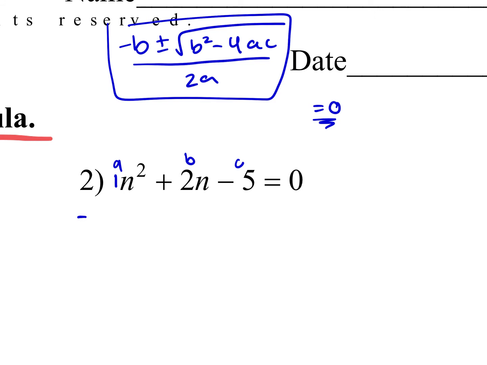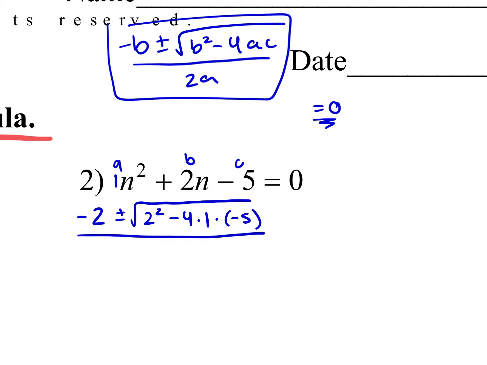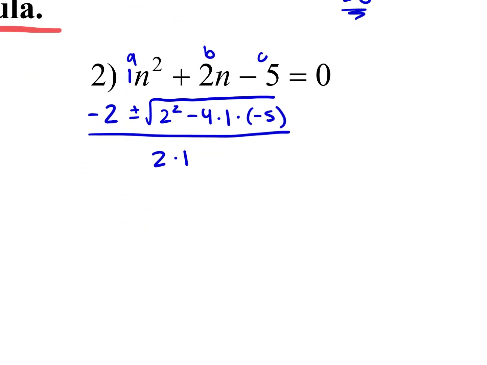So you have negative. Right, it has to be equal to 0. So we have -2, because we make it a negative b, plus or minus the square root of b squared minus 4 times 1 times -5 over 2 times a, which is 1. Now we just simplify going from left to right. So -2 plus or minus.